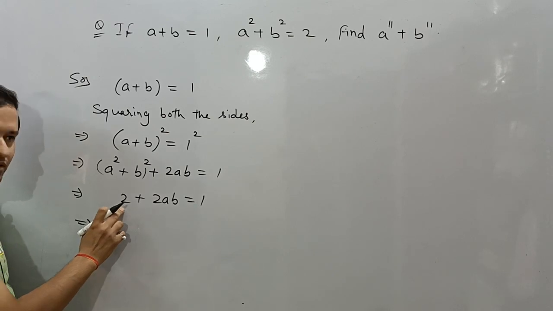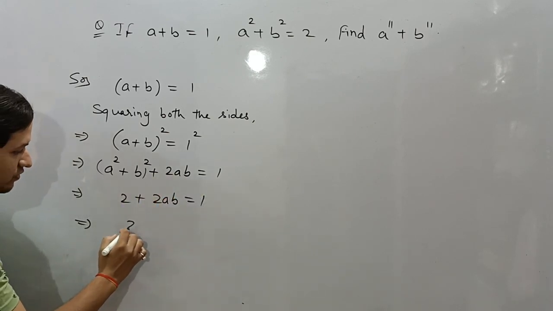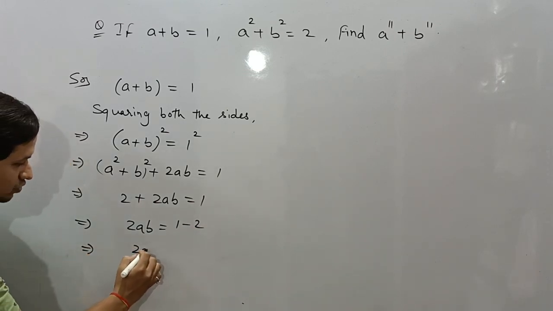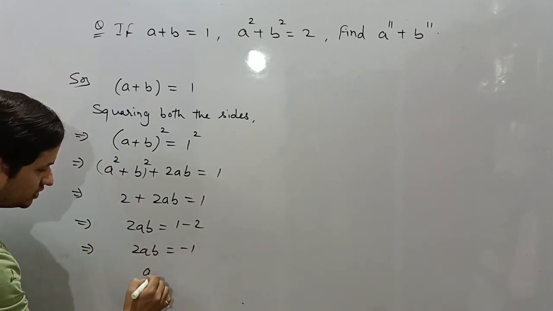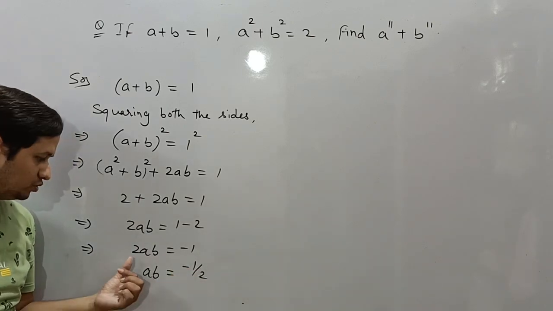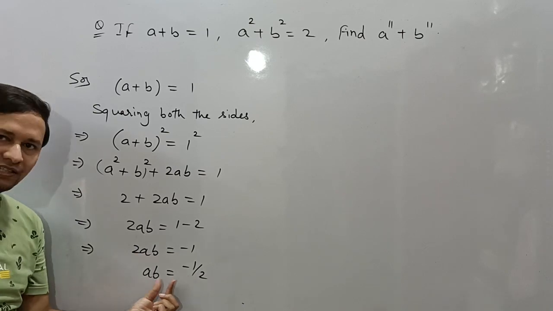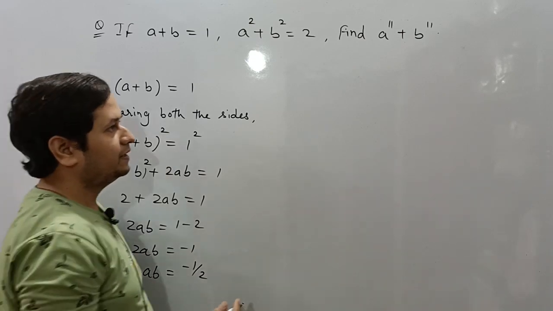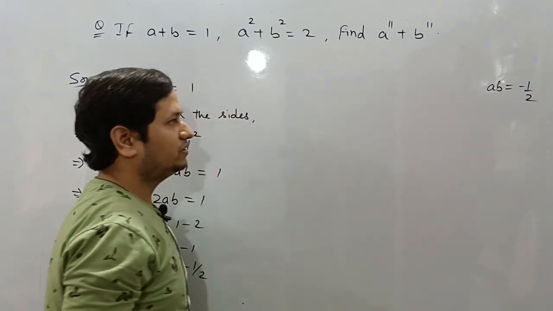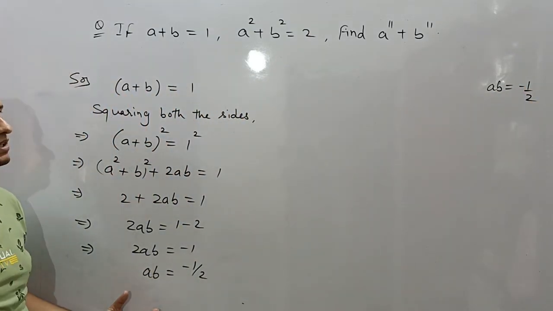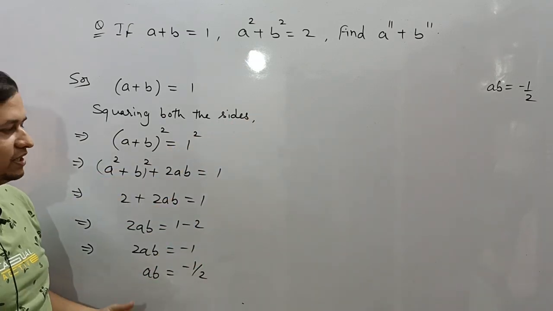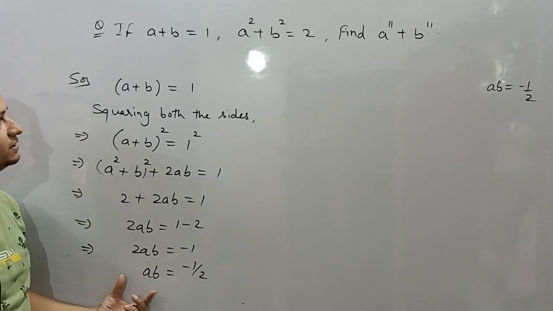Now 2 will be transposed to the RHS. Then we will get 2ab is equal to 1 minus 2, so 2ab is equal to minus 1. So ab will be equal to minus 1 upon 2. Now ab is equal to minus 1 upon 2. Write it down here because we have to remember it for the further calculation. So ab is equal to minus 1 by 2. We have written it here. Got it? Clear?